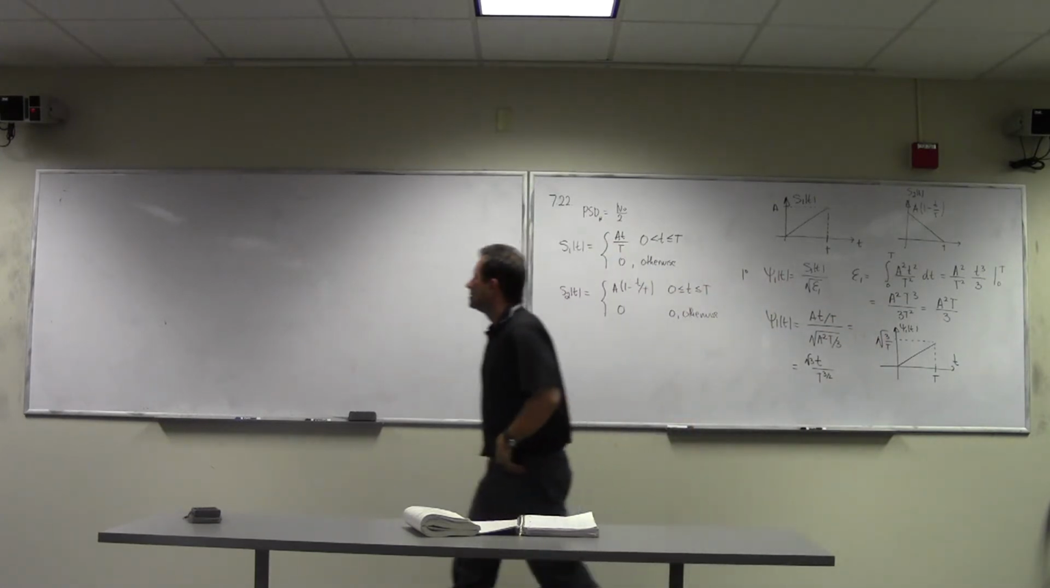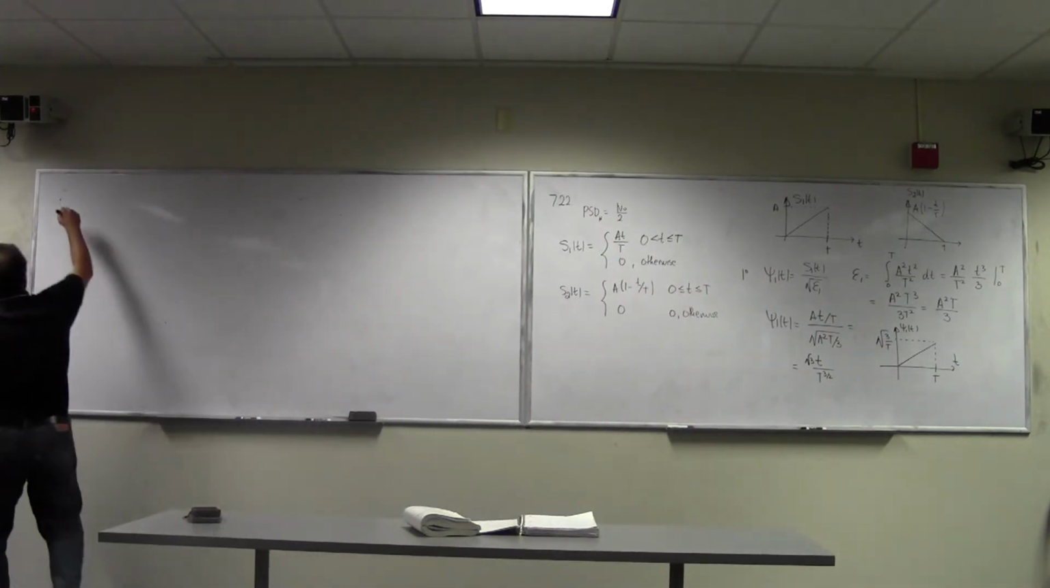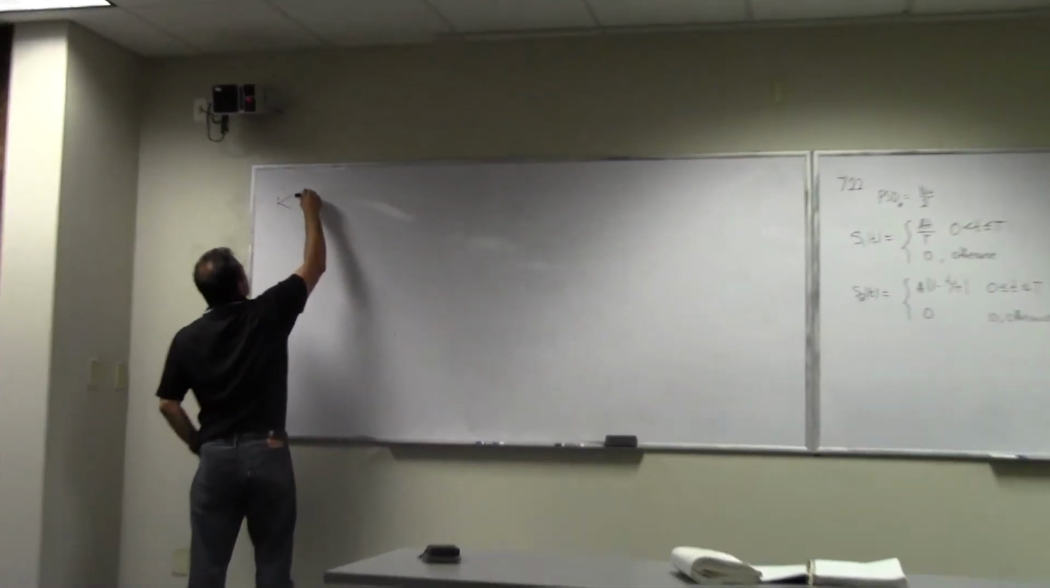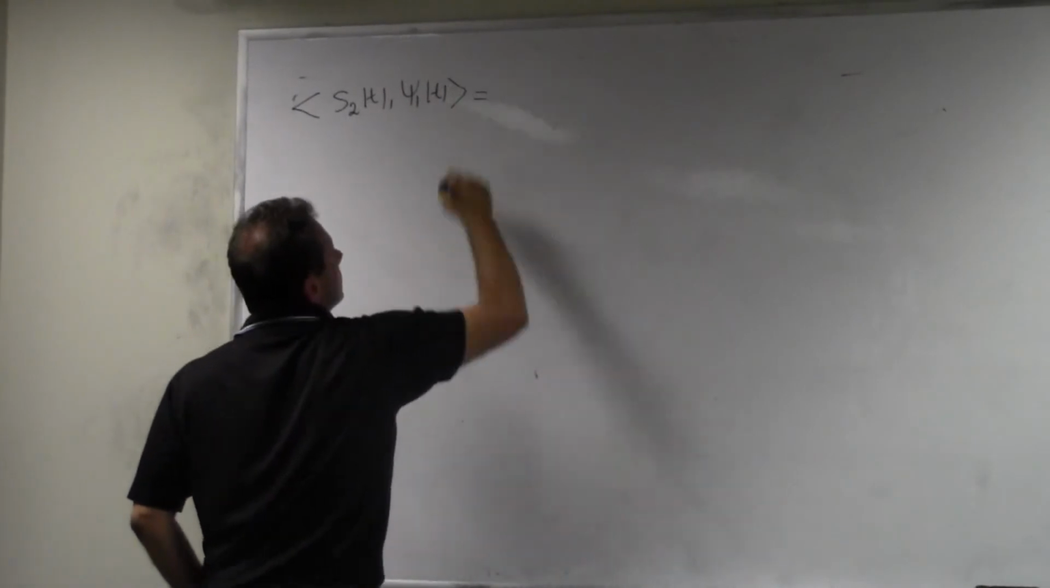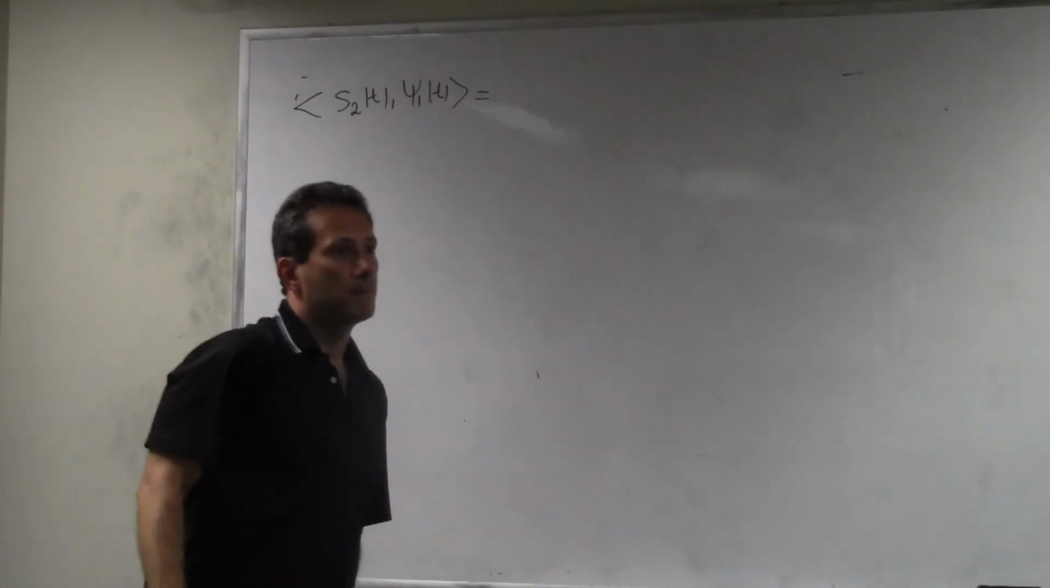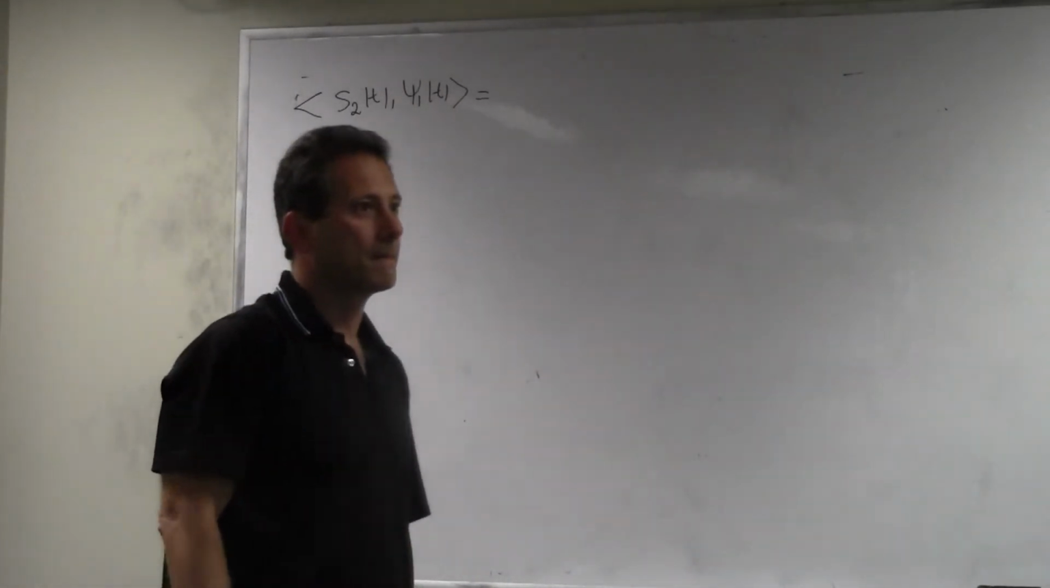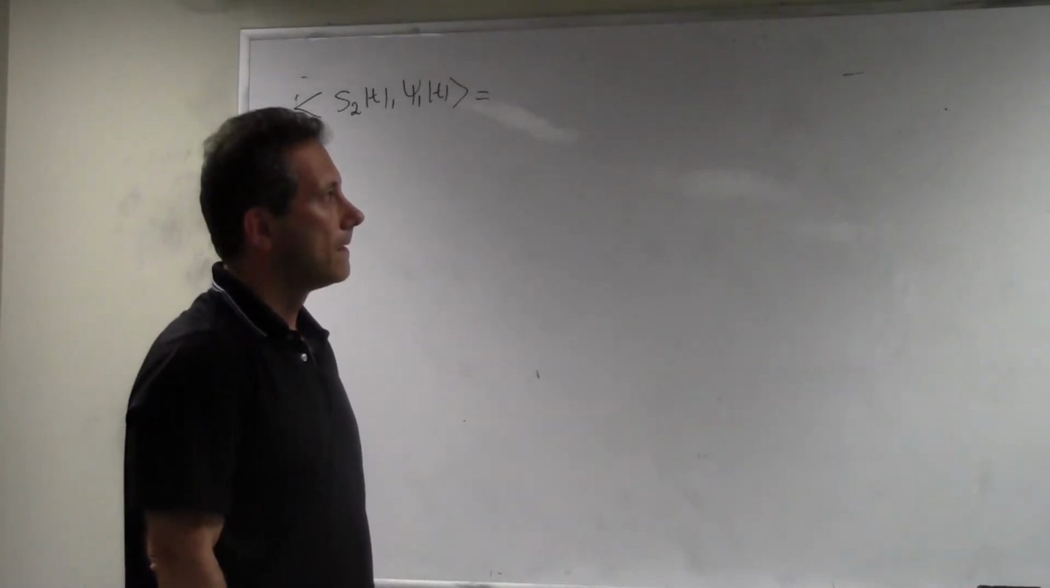So let's take a dot product between S2 of t and psi 1 of t. That's what we need to do. Go ahead. He's just asking for the structure of the optimal receiver. We still need to do the Gram-Schmidt.